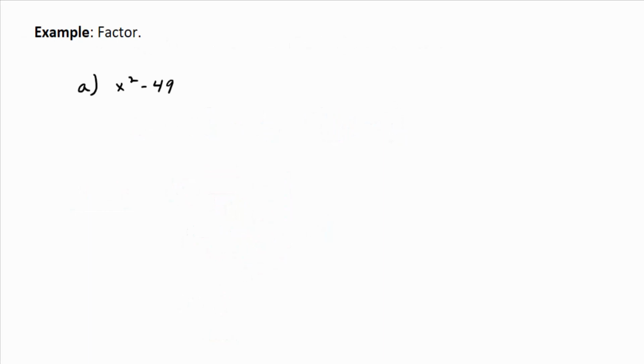Example, factor. Part A, x squared minus 49. Here's another way to memorize that formula. Write it down every time you use it. I'm going to write it off to the side here. a squared minus b squared is equal to a plus b times a minus b.